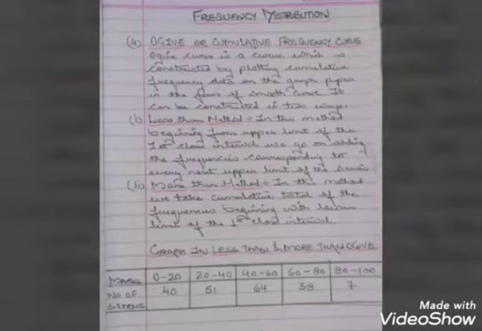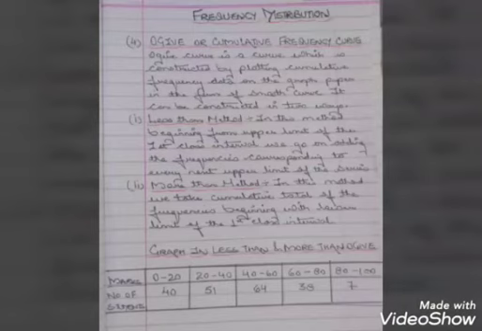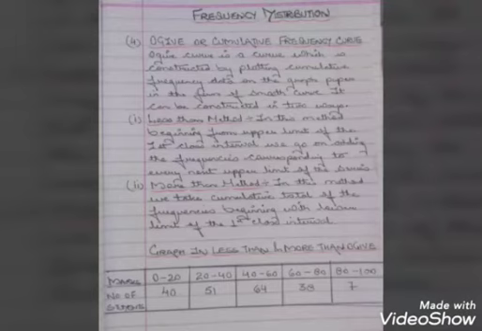So children, there is a difference between less than and more than. The basic difference is that in the less than ogive, frequencies are added from the upper limit of the first class interval of the frequency distribution. On the other hand, in the more than ogive, frequencies are added starting from the lower limit of the first class interval. Accordingly, in the less than ogive, cumulative frequencies tend to increase, whereas in the more than ogive, cumulative frequencies tend to decrease.